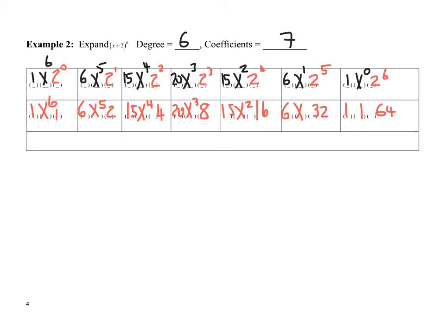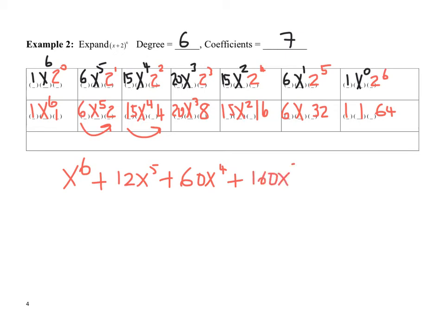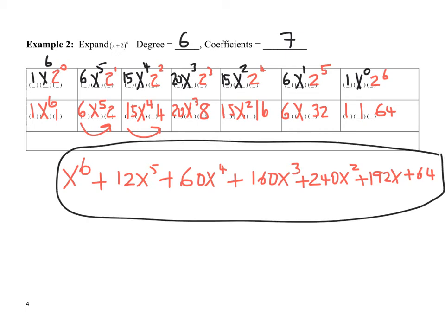And now I just need to write my final answer, plus 12x power 5, I'm just multiplying those ones, plus 60x power 4 plus 160 x to power 3 plus 240 x squared plus 192 x plus 64. Okay, so that is the answer there.